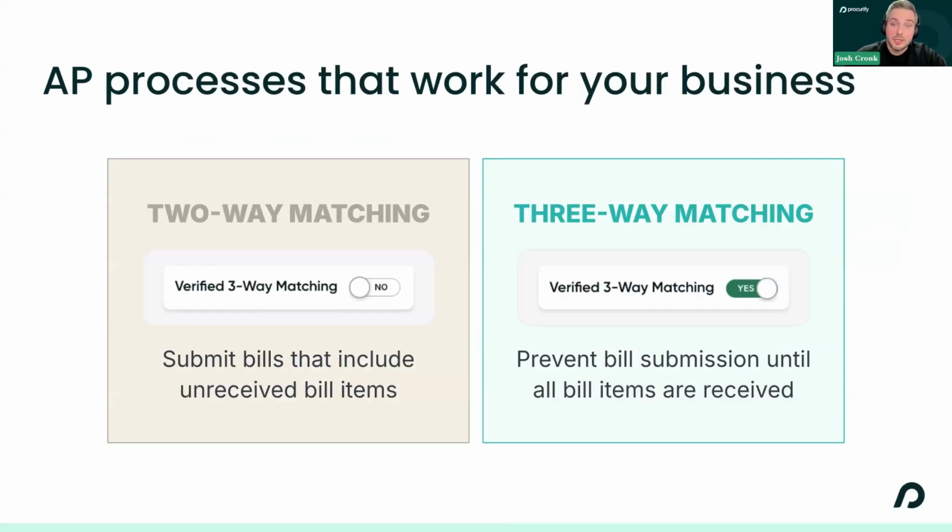By default, we enforce a three-way match, meaning that you can't submit a bill until you've received all the items in the bill. But we've built the flexibility in our system to let you manage your AP process in a way that works best for your business. So if your organization doesn't include receiving as part of your standard workflow, you can turn off three-way matching in your Procurify account, which will then let you submit bills that include unreceived items, which would be what we call a two-way match.